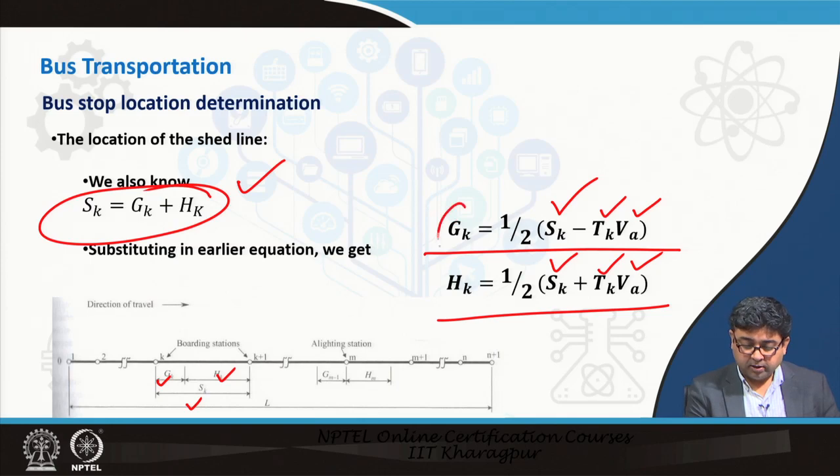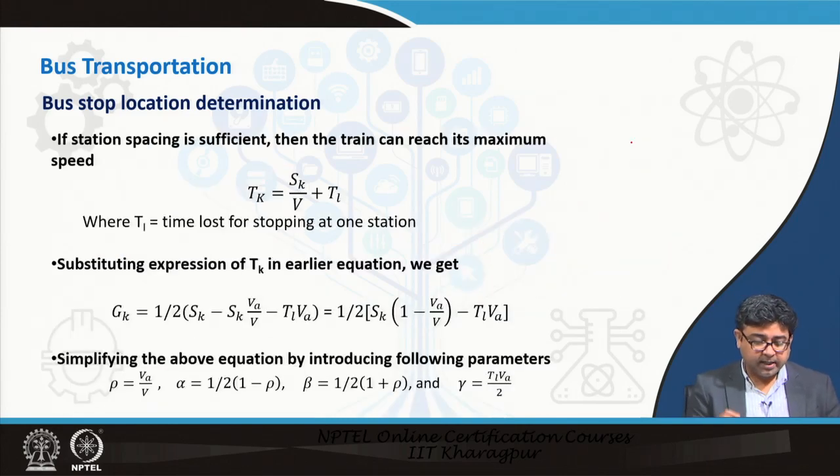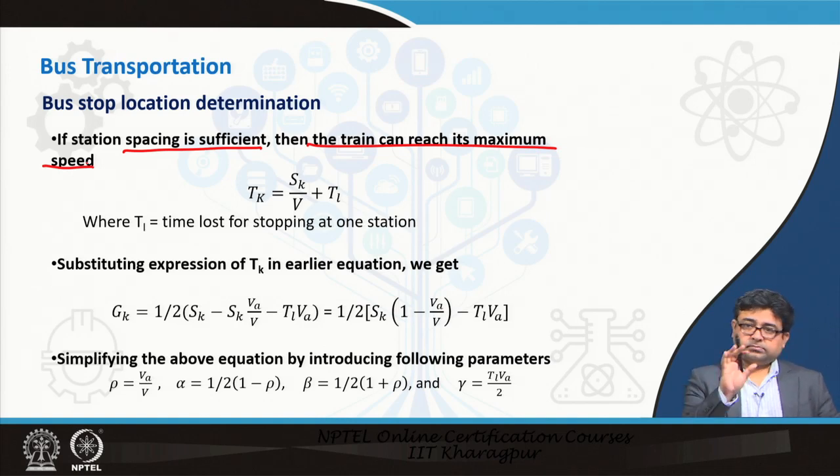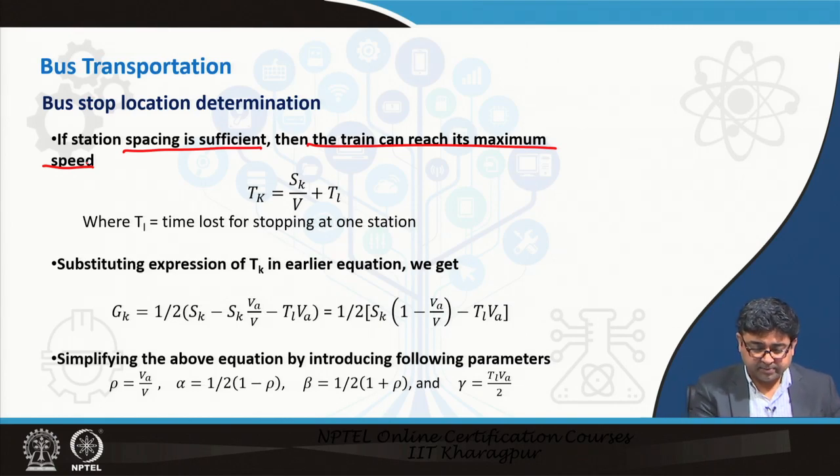So, now you have got your market shed or your passenger shed areas in terms of spacing between the two stations. Now, moving ahead, if the station spacing is sufficient, then the train can reach its maximum speed. Remember, one of the trade-offs we are making is coverage area versus speed, right. If the spacing between the two stations is sufficient, it allows a train or bus to pick up, accelerate and reach its maximum speed.